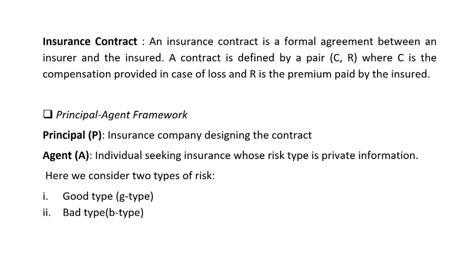The insurance company is the principal designing the contract. The individual is the agent deciding whether to accept it. The key challenge is that the agent knows whether they are high risk or low risk, but the insurer doesn't.